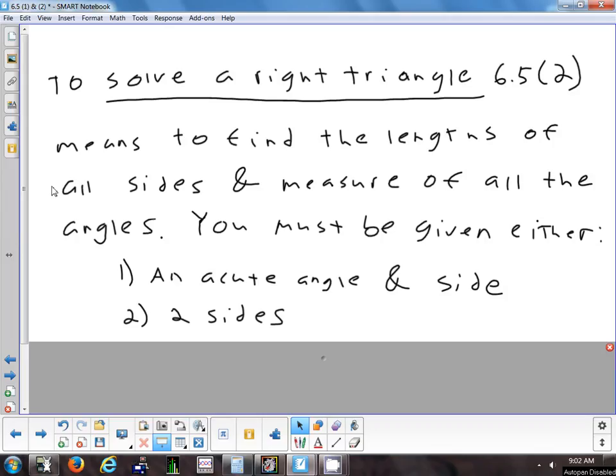In order to do that, there's two different scenarios they could give you. This is the one we did a little bit with in the homework. They'll give you one of the other angles besides the 90 and a side. The second case is the one we haven't really talked about yet, so we'll look more at that today.